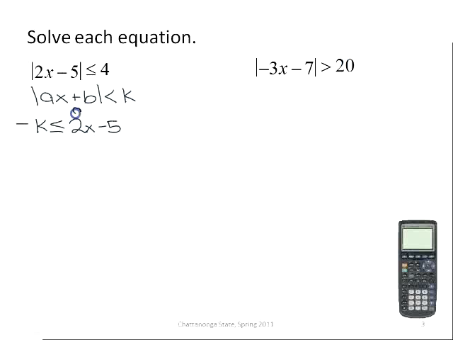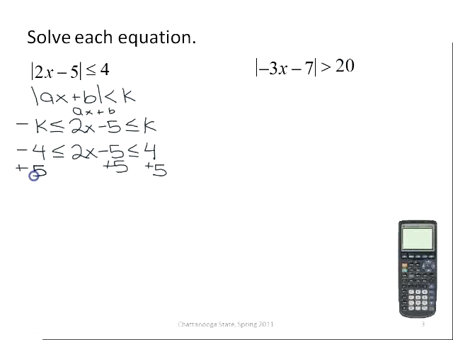That's the ax plus b part. Will be less than or equal to that k again. So this is negative 4 is less than or equal to the 2x minus 5 is less than or equal to positive 4. And what we saw with solving compound inequality statements like this is we solve it by getting the x by itself in the middle.